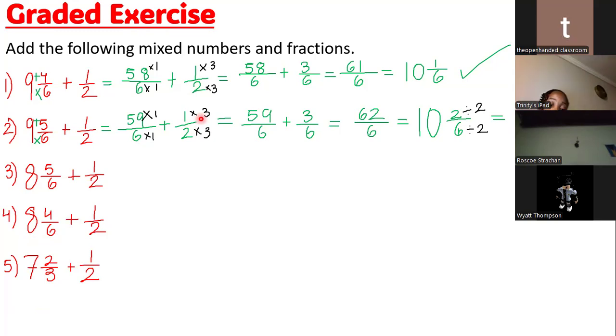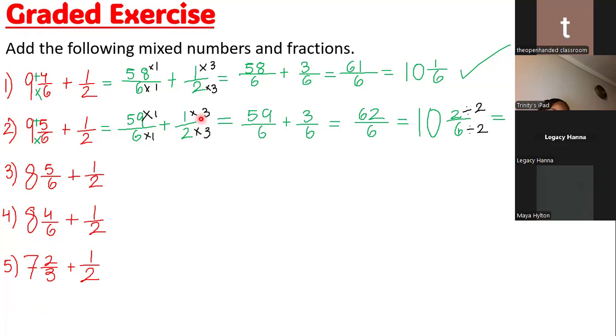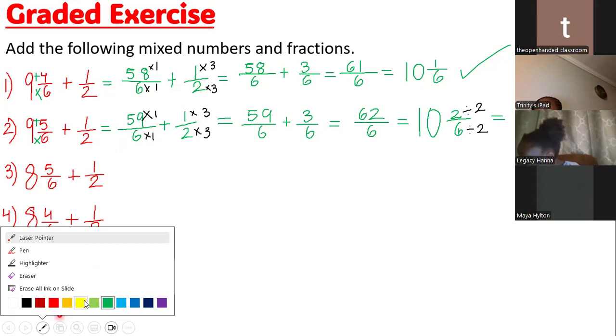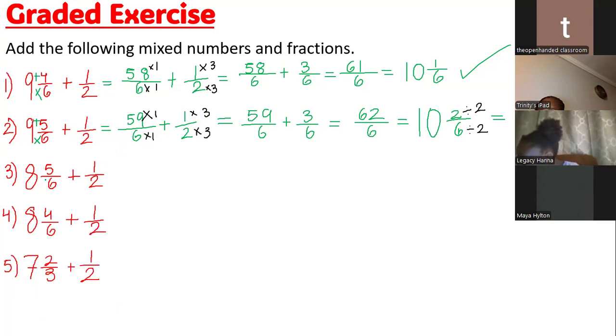Someone was asking to do number 3. That was me. That was Legacy. Legacy, okay, all right, go ahead. We say 8 and 5 over 6 plus 1 over 2.